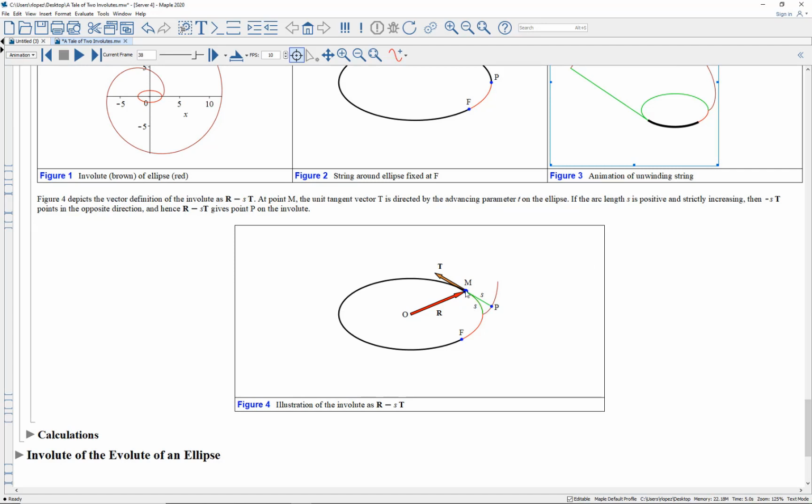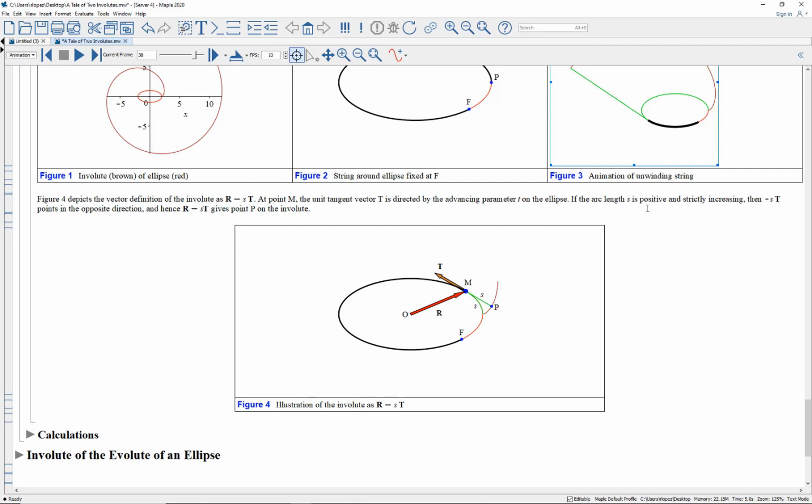Point M is the point at which the string leaves the ellipse. Arc length S, radius vector to that point M. T is a unit tangent vector in the direction of traverse because the ellipse is drawn counterclockwise according to the parametrization.